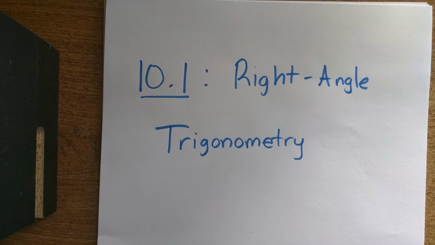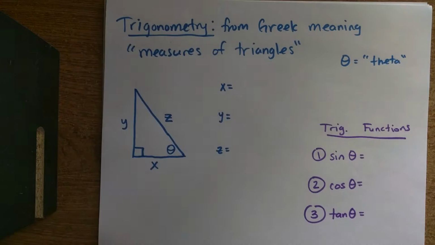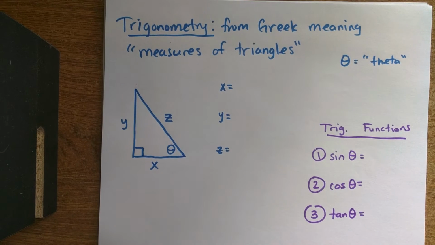Okay, here we go. 10.1 right angle trigonometry. Let's go ahead and copy this down. And so, trigonometry is from the Greek meaning measures of triangles. The ometry part is measures, and trig stands for triangles.